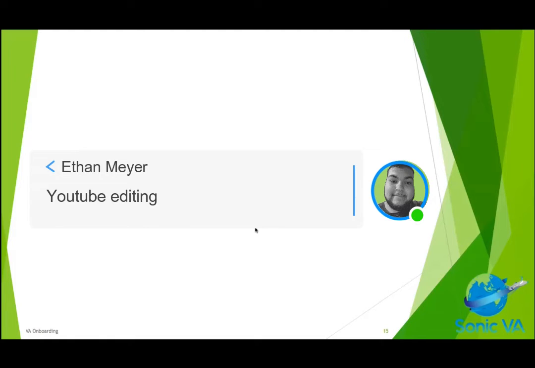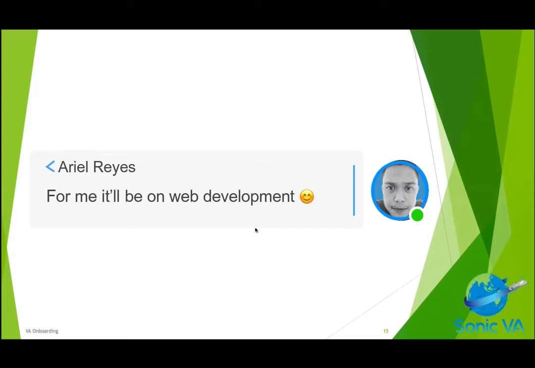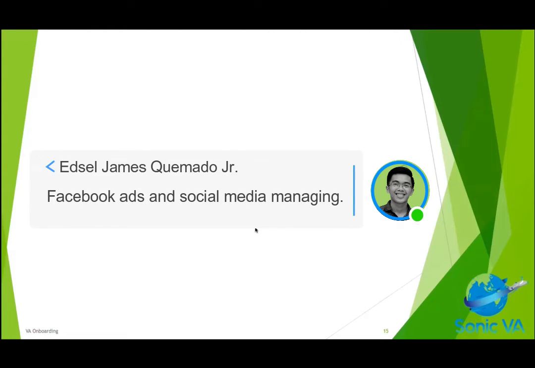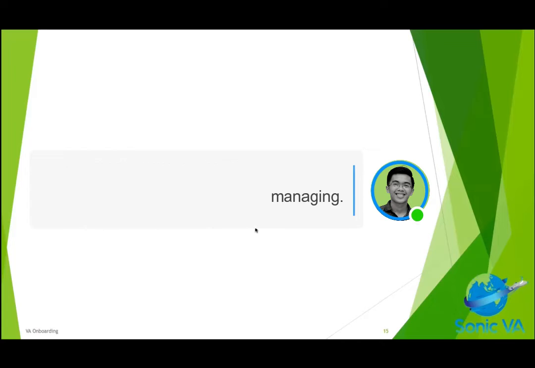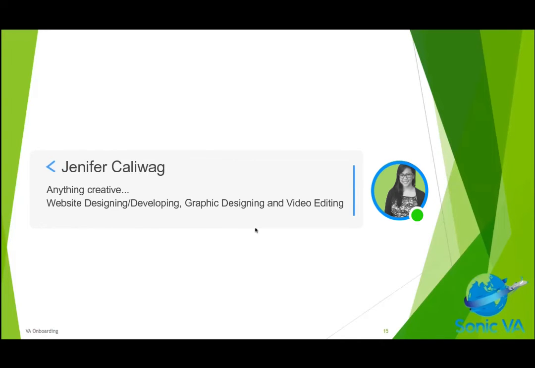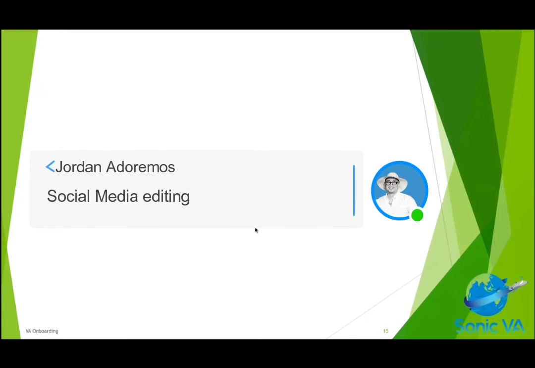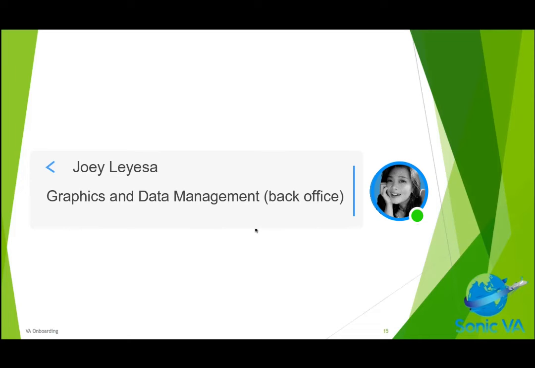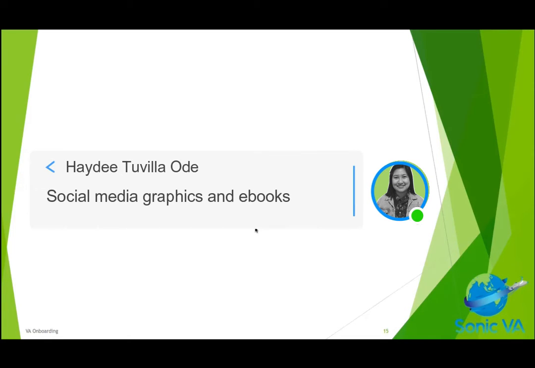Who else? Someone else drop a few things into the chat. Just drop whatever it is that you think you are really good at and really enjoy doing. So for Area, web dev, right? So building websites. So Etzel's like Facebook ads and social media management. Awesome. So Josh is web dev. We got some great web developers on the team. Anything creative. Yep, Jen is super creative. George, social media editing. So graphics and data management. Joey, thank you. Heidi, social media graphics and ebooks.